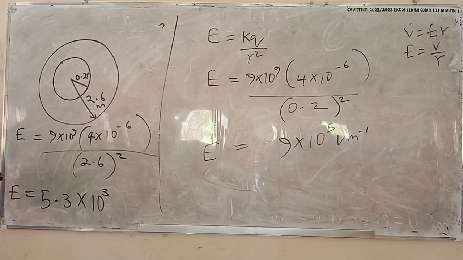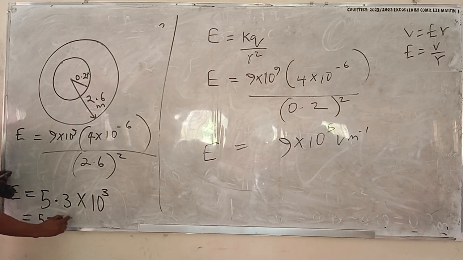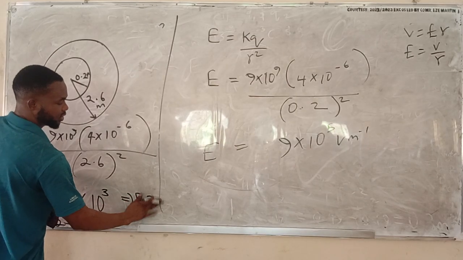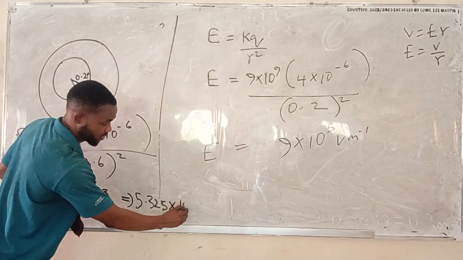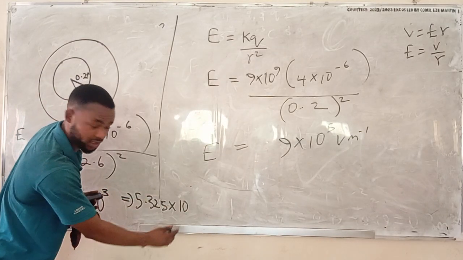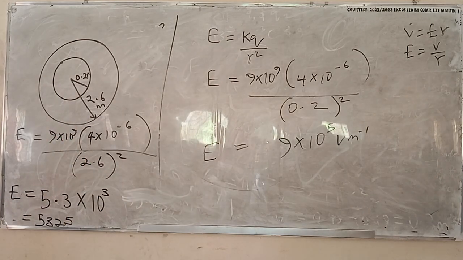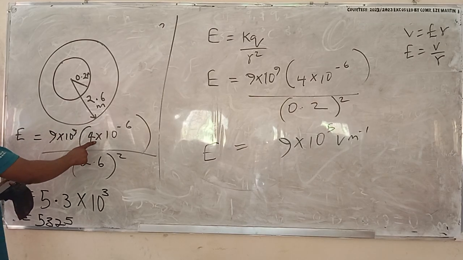What do you have? You have 5.3 or 5? Check, check, check. This can be right. 9 times 10 is 9 times 4 times 10.